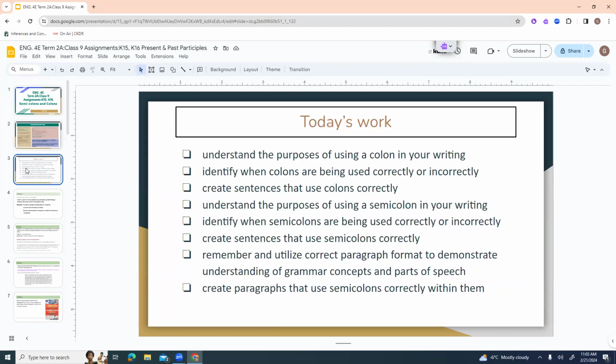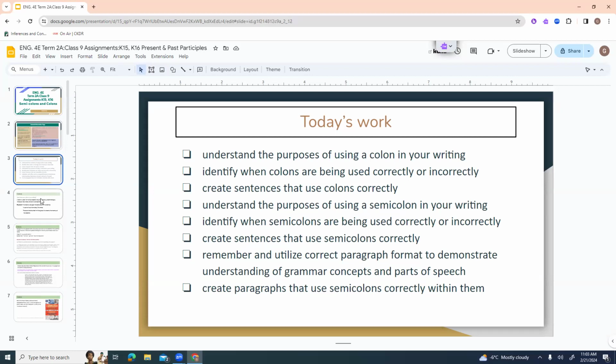All right. Today's work, we're going to understand the purposes of using a colon in your writing, identify when colons are being used correctly or incorrectly, create sentences that use colons correctly, understand the purposes of using a semicolon in your writing, identify when semicolons are being used correctly or incorrectly, create sentences that use semicolons correctly, and then remember and utilize correct paragraph format to demonstrate the understanding of grammar concepts and parts of speech, and create paragraphs that use semicolons correctly within them.